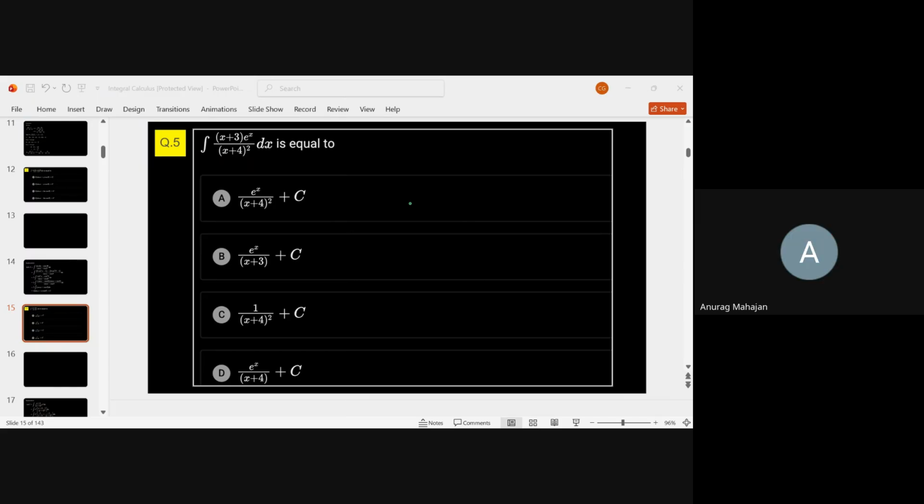So option D. Okay, so option D is correct. This is also an easy question. See how to do it. The numerator again you have to modify. We have x plus 3 times e to the power x, divided by x plus 4 whole square, dx.